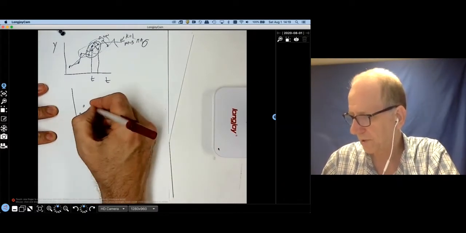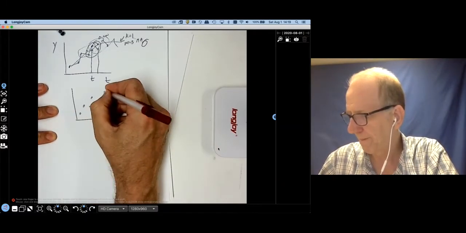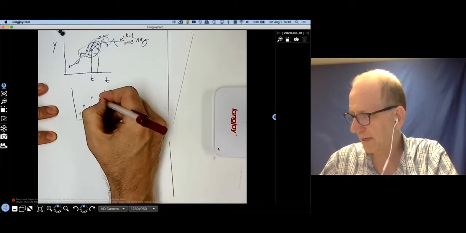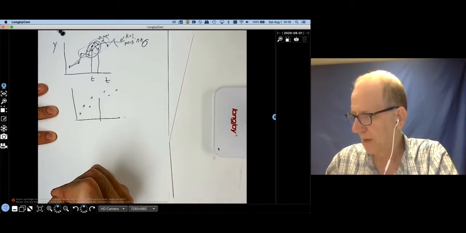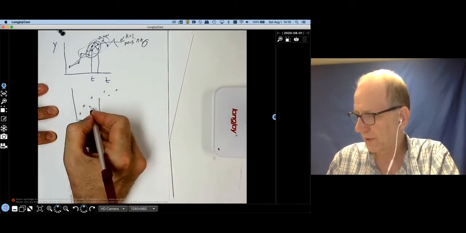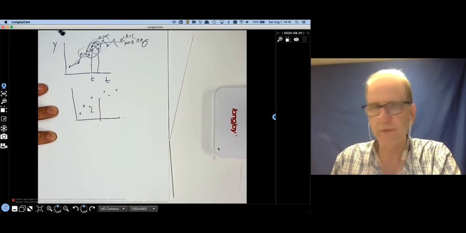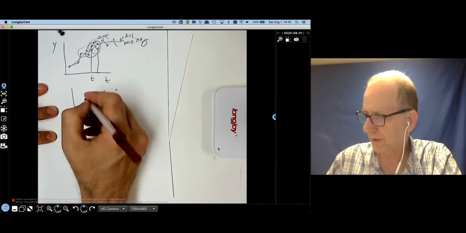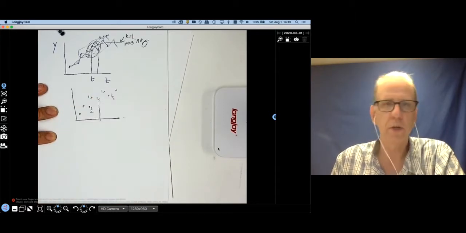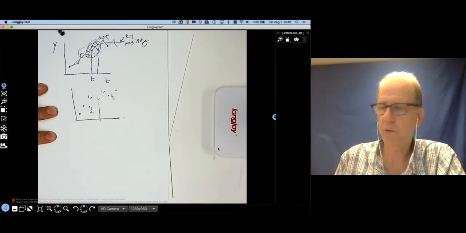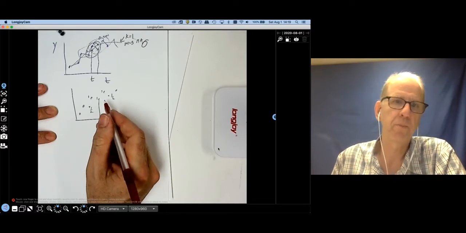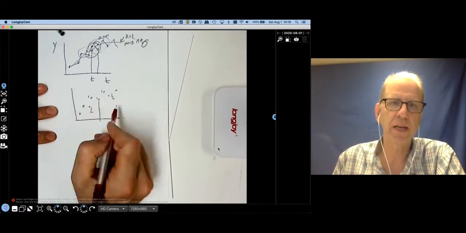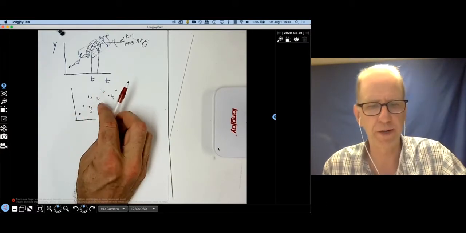If this is my time series, and let's say I'm trying to estimate this point, what I would do is I would take this observation gets half weight, this observation gets half weight, these observations all get full weight. So I weight down the points on the end of this spread.